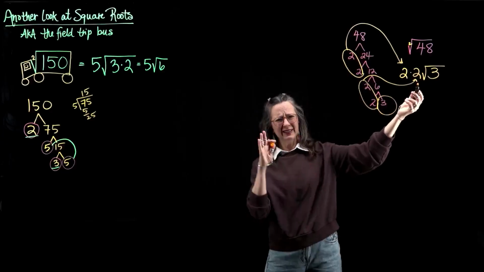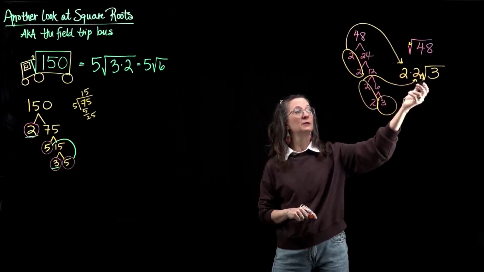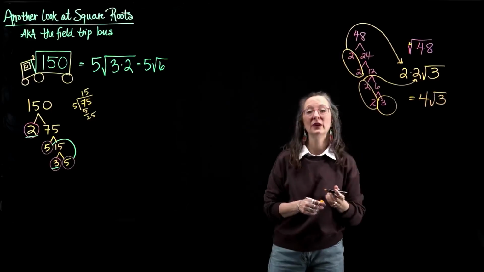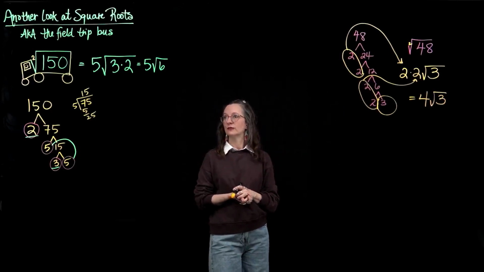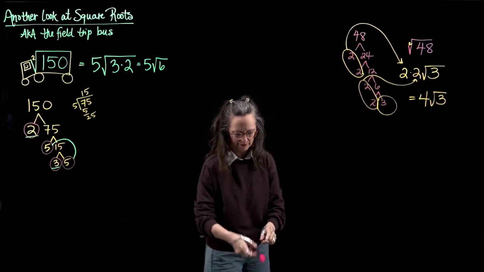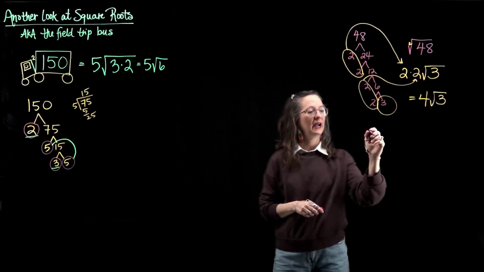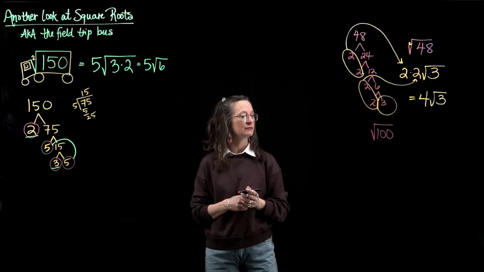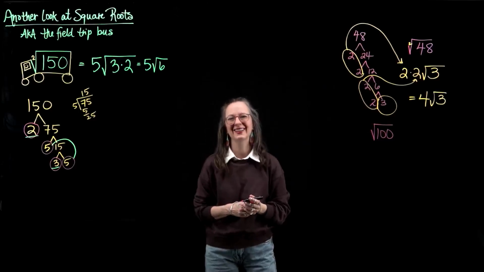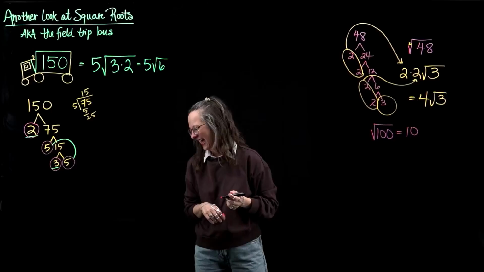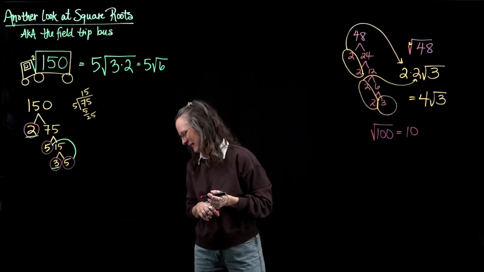Now this is correct, it's just not finished. 2 times the square root of 3. We would traditionally write that as 4 times the square root of 3. Okay? So let's look at one more of these. Let's say I had square root of 100. Nope, that's not a good one. That's a perfect square. We know that's 10. All right, let's think about another one that we could do.